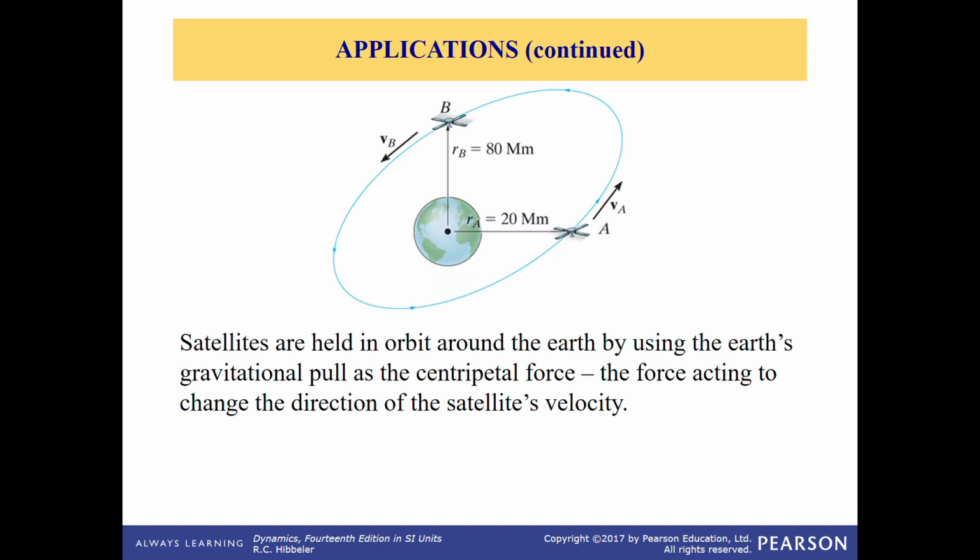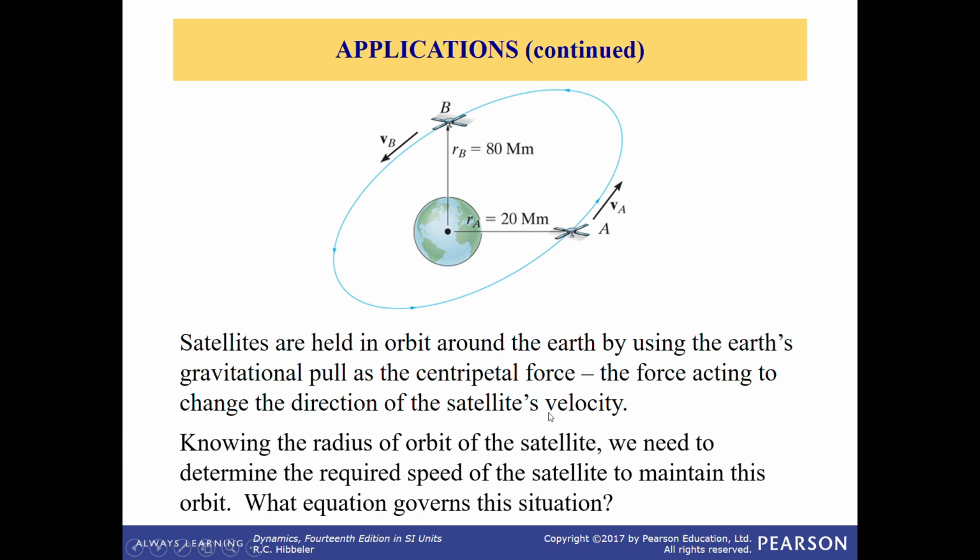Okay, another application is about satellites. Satellites are held in orbit around the Earth by using the Earth's gravitational pull as the centripetal force. Okay, the force acting to change the direction of the satellite's velocity. Knowing the radius of orbit of the satellite, we need to determine the required speed of the satellite to remain in this orbit. So what equation governs this situation?